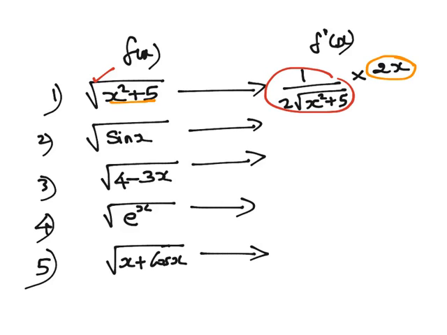Okay, very simple. So let us find the derivative of the second function. Root is involved, so derivative of root x is 1 by 2 root x, so 1 by 2 root of sine x multiplied with derivative of sine x, which is cos x. So this is the answer. Let us see the answer for the third one.